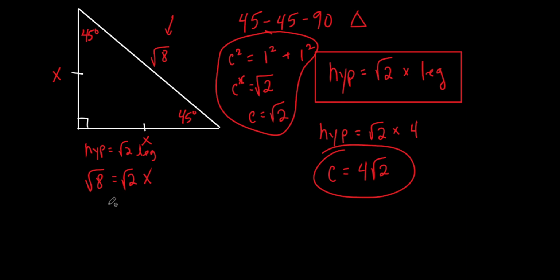All right, so this time I tell you what the hypotenuse is: the square root of 8. The square root of 8 equals what? The square root of 2 times one of the legs. What are my legs in this situation? X. So what do I have to do? I've got to solve for x, don't I? So look what I have. I just have a simple little algebra problem: square root of 2 times x. So how do I get rid of that square root of 2?